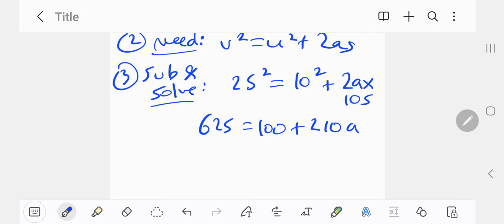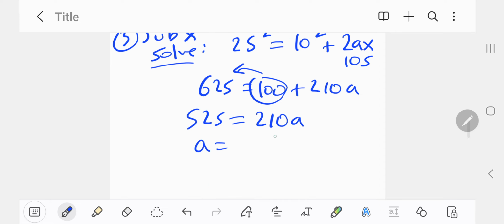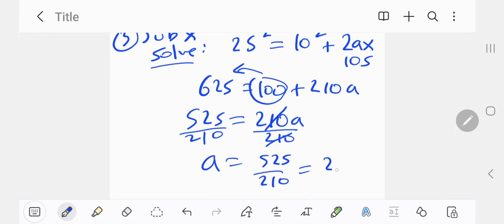So what you do is, to get a by itself, step by step, let's take this guy over. 625 minus 100, that's 525, equals 210a. The 210a stays there. How do you get a by itself? You divide both sides by 210. So here they cancel out. So a is therefore 525 divided by 210, you get 2.5 meters per second squared. Remember, the units are 2.5 meters per second squared. Meters per second squared are the units for acceleration.